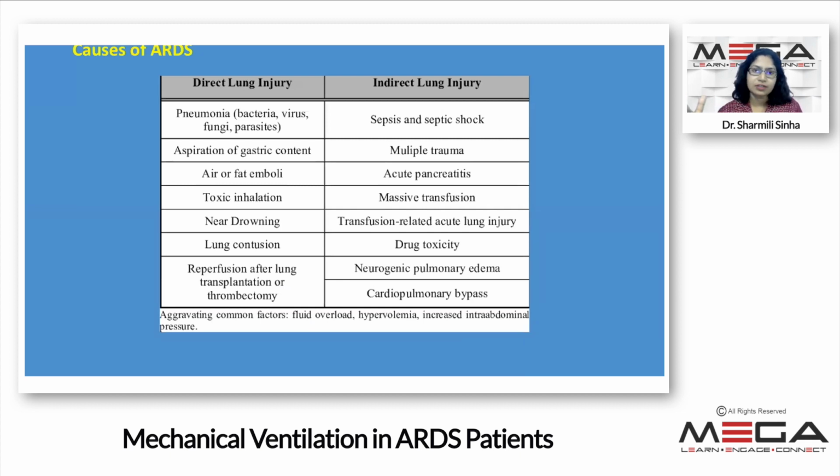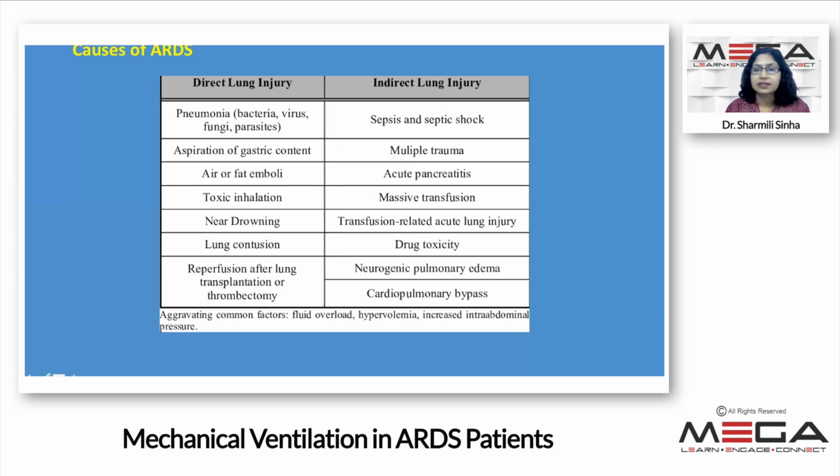Now, coming to the causes of ARDS, it could be either pulmonary or extrapulmonary causes. Coming to the pulmonary causes, where it is directly caused by lung injury, either due to infections or due to aspiration of gastric contents, air or fat emboli. There could be toxins also, which could be inhaled and directly cause pulmonary damage, thereby leading to ARDS. Accidents like near drowning or polytrauma, where there is direct injury to the lungs or thorax, can cause lung contusions. And mind you, it also gets affected in reperfusion injuries after lung transplantations or after thrombectomy surgeries as well.